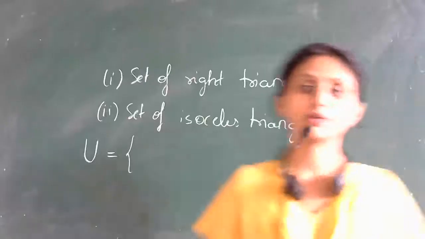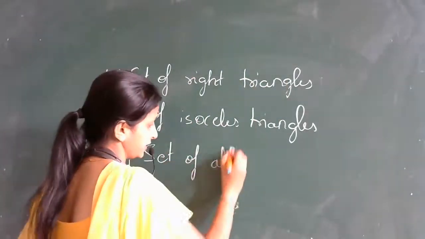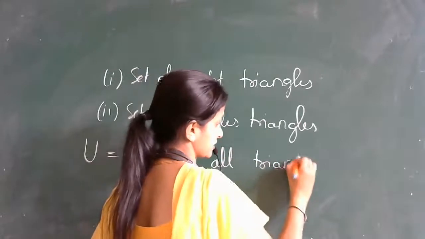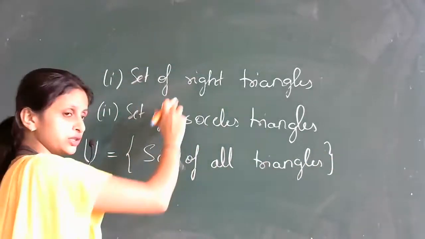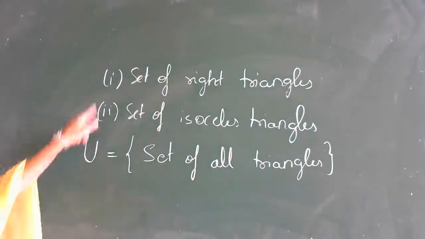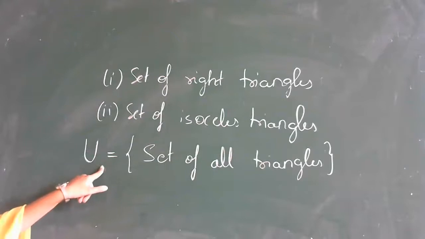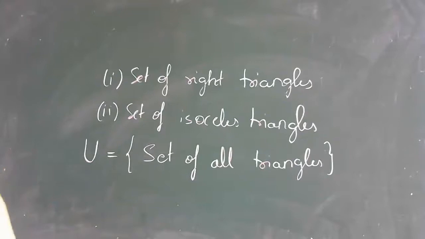Very good, Mariam. It is the set of all triangles. So you can observe this universal set will contain both these sets and it is suitable. Both these sets are proper subsets of U. And hence this will be the universal set. Very good.